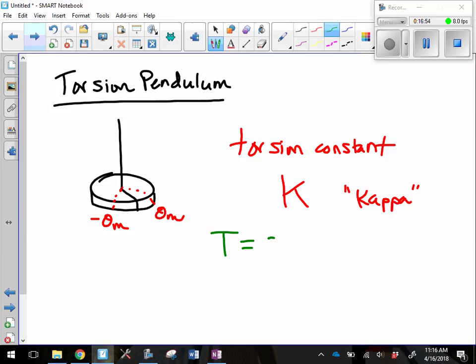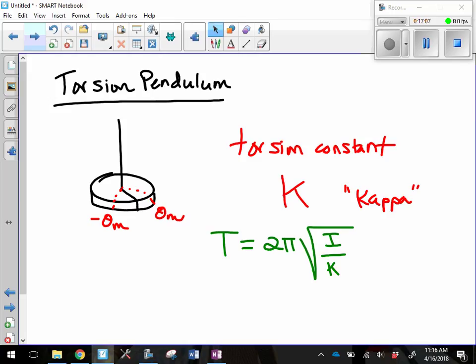So the period associated with this is going to be 2 pi times the square root of the rotational inertia over kappa. And we use rotational inertia here because you know that when you have things that rotate, it matters not just how much mass there is, but how that mass is distributed. If you had a hole in that disk, it's going to do something very different than if it's a solid disk. Okay? So that's kind of all we're going to talk about there.